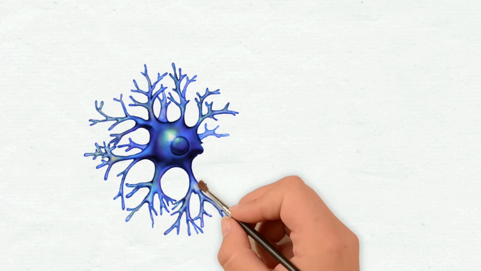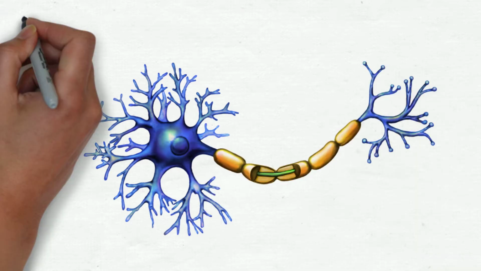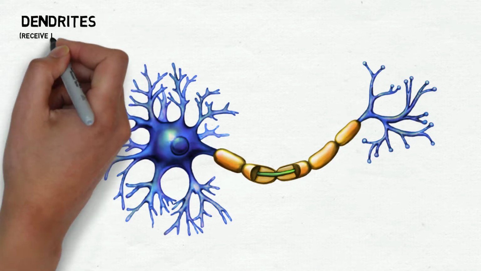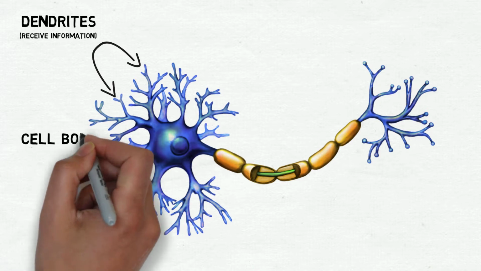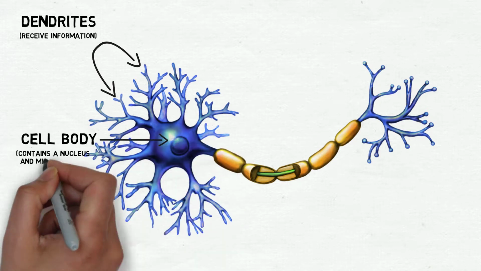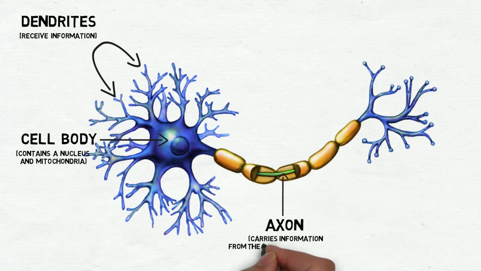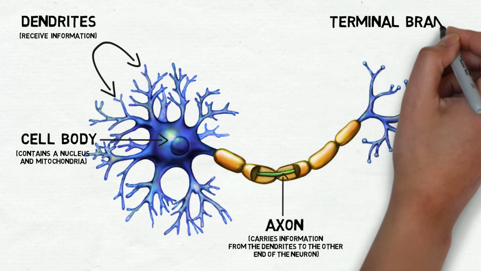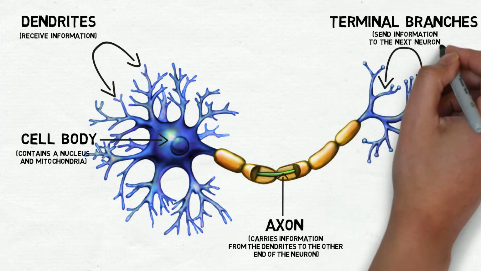elongated much like an electrical wire. Anatomically, there are different parts that make it up. The dendrites, which receive information from the neuron earlier in the chain, the cell body, just like the cell body of other cells that you'll find throughout the body, contains a nucleus and mitochondria. The axon, which carries information from the dendrites to the other end of the neuron, where we have the terminal branches. The terminal branches of the neuron are responsible for sending information to the next neuron in the chain.